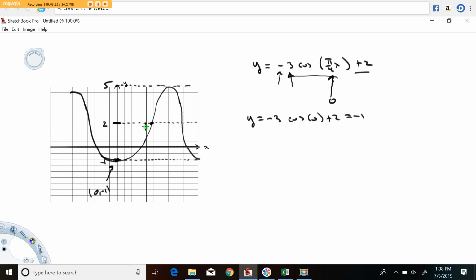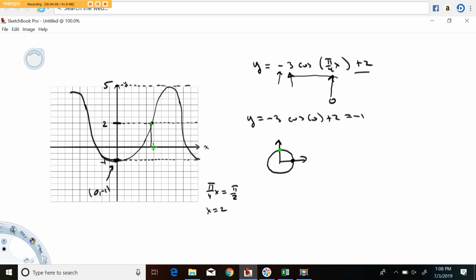Now, at this point right here, this occurred when the value of the cosine function was 0. If we were to draw ourselves a unit circle, this point on the graph correlated to this point. This green point on the graph is going to correlate to this angle right here. So at this point on the graph in green, pi over 4 times x is equal to pi over 2. And if you solve that for x, you get x equals 2. So this right here is actually the point 2, 2.